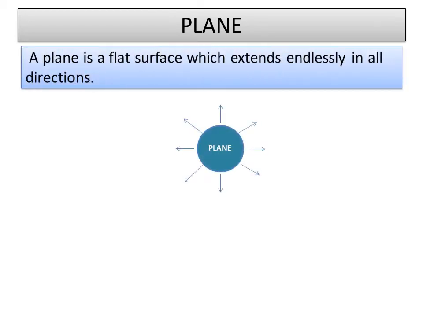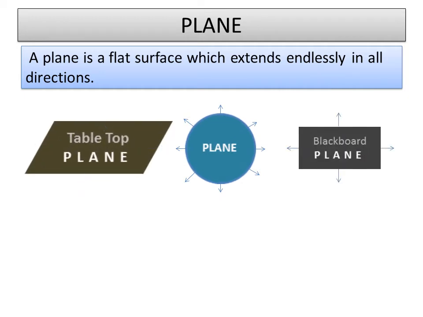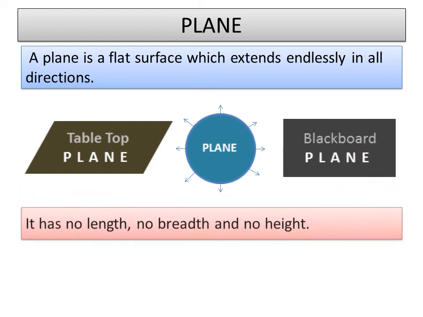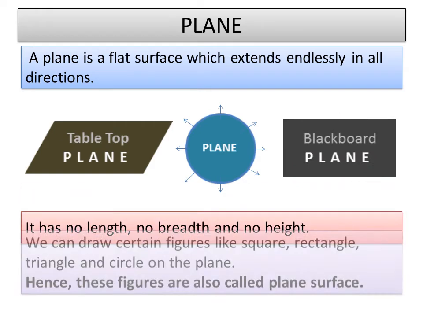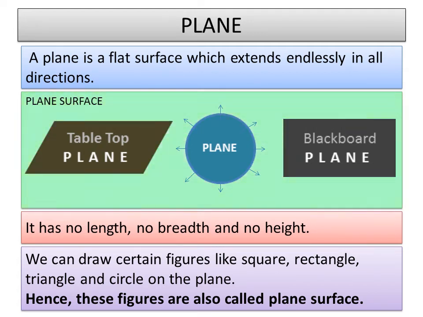The next is plane. A plane is a flat surface which extends endlessly in all directions. For example, the tabletop, the blackboard, etc. It has no length, no breadth and no height. We can draw certain figures like square, rectangle, triangle and circle on the plane. Hence, these figures are also called plane surfaces.